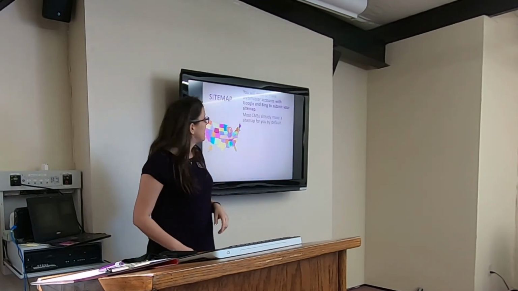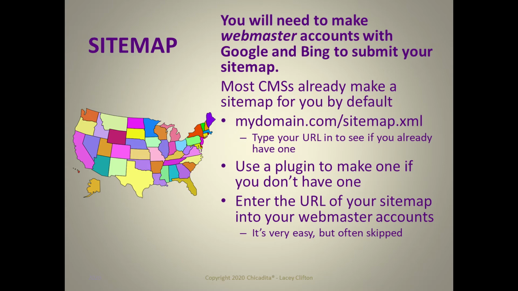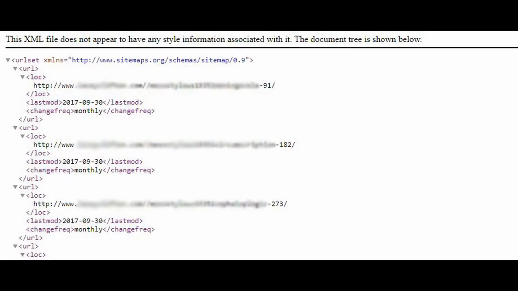Most content management systems will make one for you by default. This is how you check. mydomain.com, do not type MYDO, yourwebsite.com/sitemap.xml. You will either get a page of code, which you can't read and don't worry about it, or it will tell you error. Usually it's a 404 error. If you have an error, that's bad. If you have any kind of code, that's good. That means you have one.